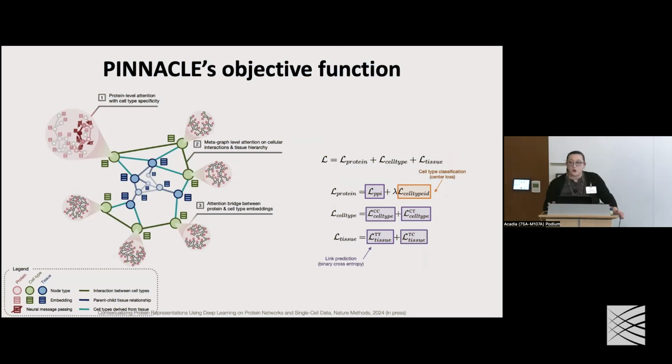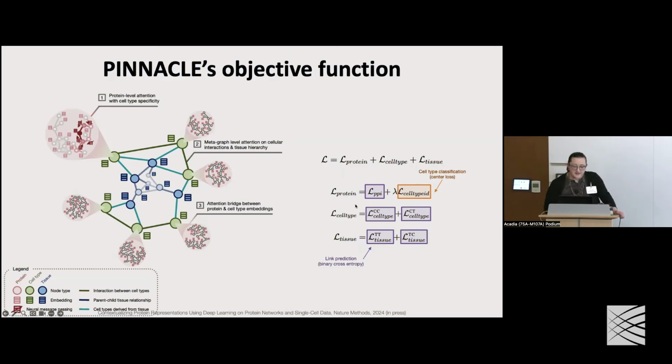This objective function has three components. The first component is defined at the level of protein nodes. The second component is defined at the level of cell type nodes, and the third component is defined at the level of tissue nodes. At the level of protein nodes, the loss function has two components. The first one is a loss that encourages the model to learn embeddings that capture connectivity between protein nodes in the cell type specific network, and then also organize cell type specific regions in such a way that they are close to the representation of the cell type itself.